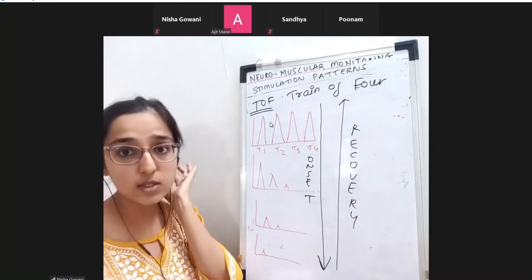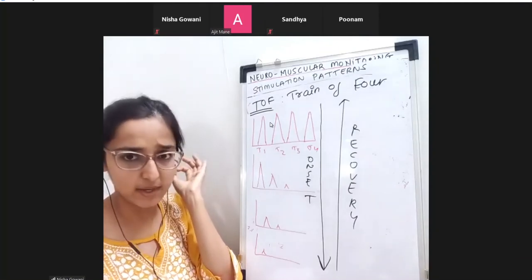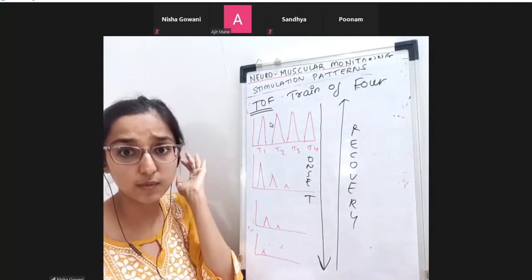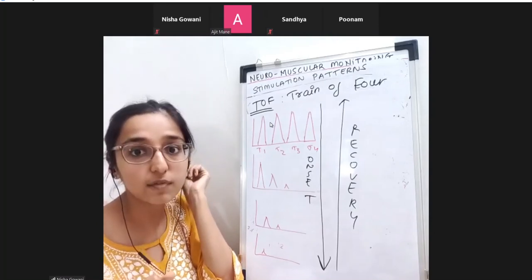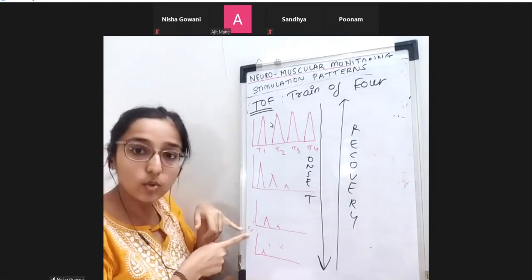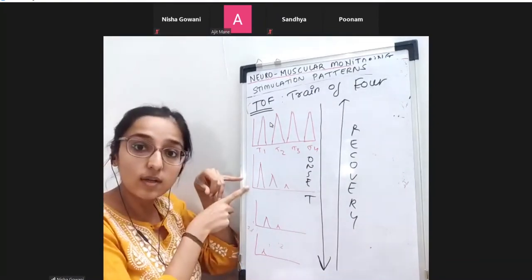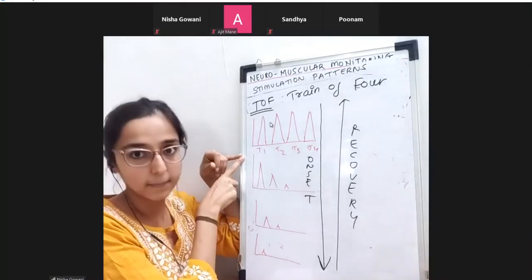So if somebody asks you, okay, the patient is getting lighter, the patient is coming out, we need to extubate. Which is the twitch which you will see first on the monitor? T1 will come or T4 will come? Immediately you have to say, I will see T1 first. Then I will see T2, then T3 will come. And then T1, T2, T3, T4, all four will come. Agree with me?